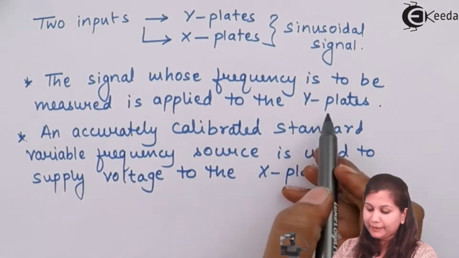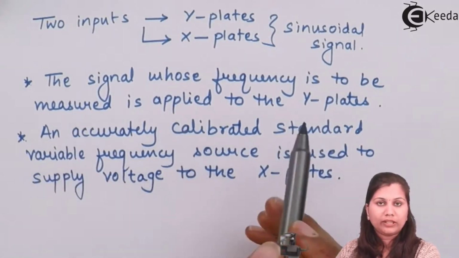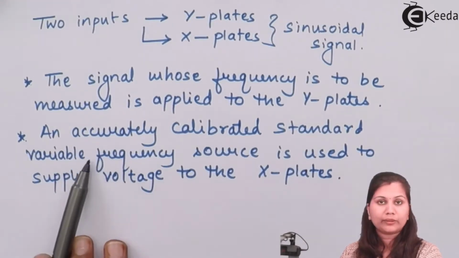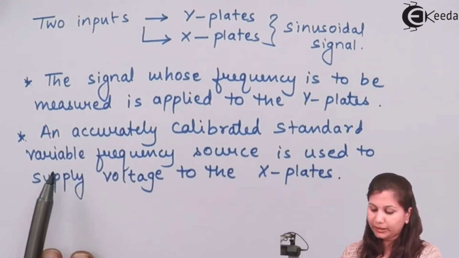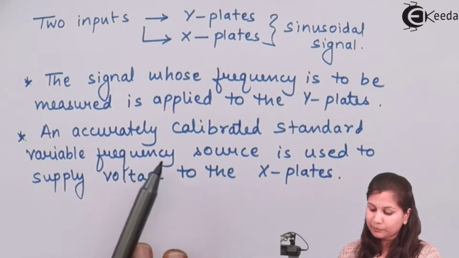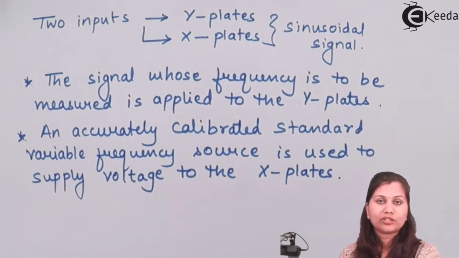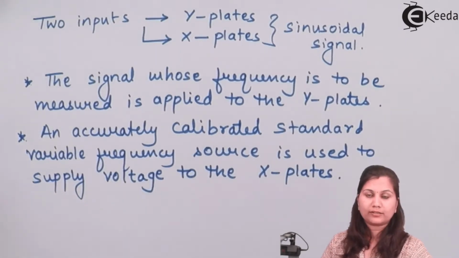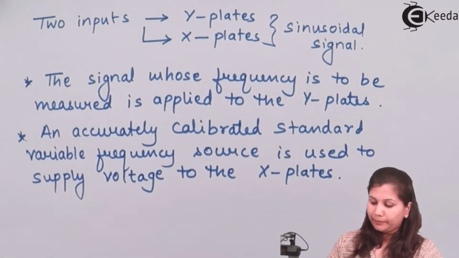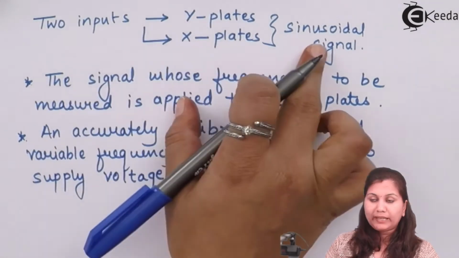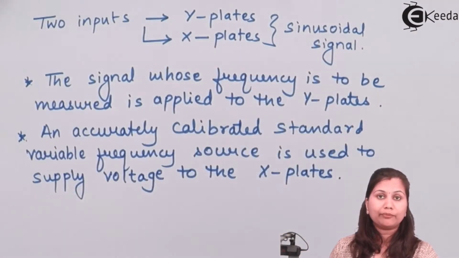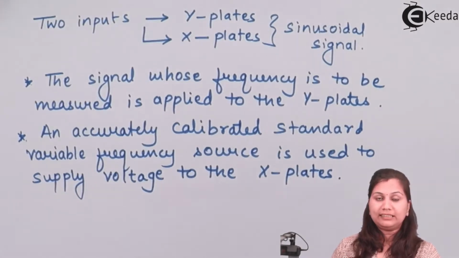So on the Y plates, we are providing the signal whose frequency we want to measure, and on the X plates, we are providing an accurately calibrated standard variable frequency source, which provides a voltage having a fixed frequency which is already known to us. Now, because on X and Y plates we are providing sinusoidal signals, the internally generated ramp voltage, or the internal sweep generator, is switched off.